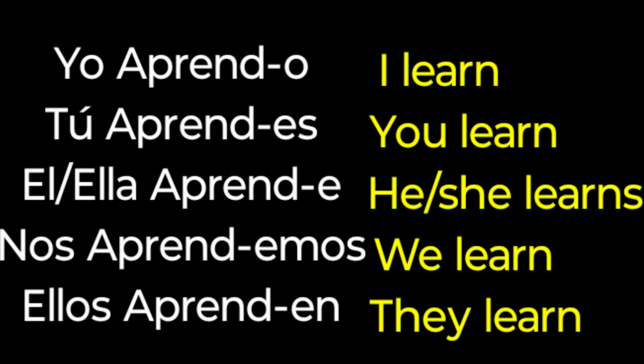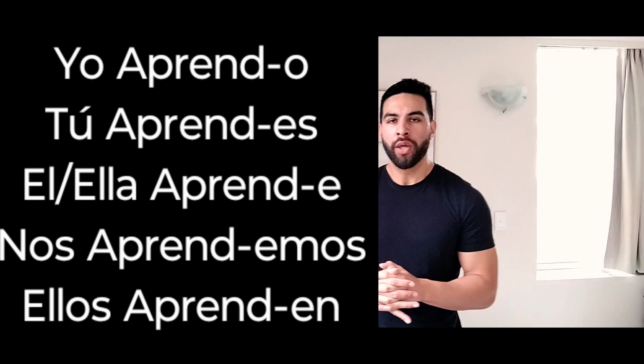Next up, nosotros form, we've got nosotros aprendemos, we learn. And then ellos o ellas aprenden, so they learn. So you see those conjugations. If you're talking about yourself, you add an O. Talking to someone else, like to you, you use ES at the end. Him or her, you chuck an E at the end. Aprendemos, E-M-O-S. And then finally, if you're talking about another group of people, you'd add EN at the end. Alright, so that is how you conjugate ER verbs in Spanish.